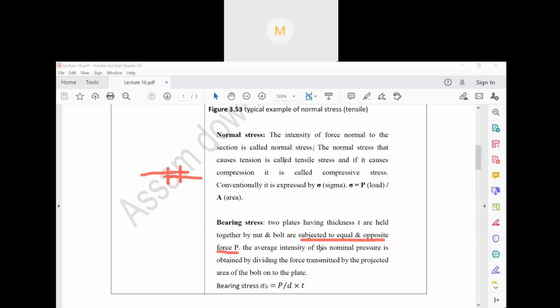So this average intensity of pressure is obtained by the force transmitted divided by the projected area of the bolt on the plate. That means this bolt will be transmitting some force. Now the area that is occupied by the bolt, that area will be considered. So how it will be given? Bearing stress is equal to P by D times T.